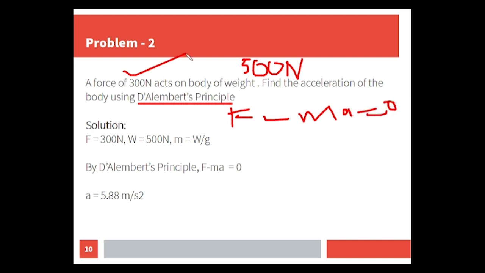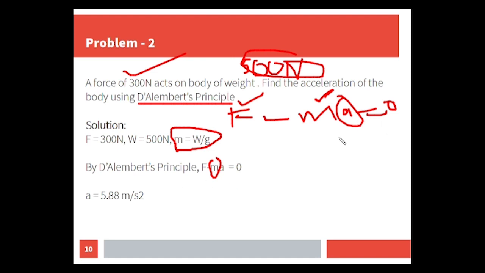So we are given the force, 300 newton. We are asked to find the acceleration, so we must know the mass. The mass we can get from the weight of the body. So the mass is nothing but weight divided by g. So we can just find the mass of the body with this equation, substitute in this equation and solve for a, and we will get the acceleration to be 5.88 meter per second square.